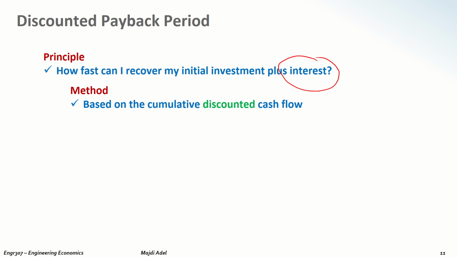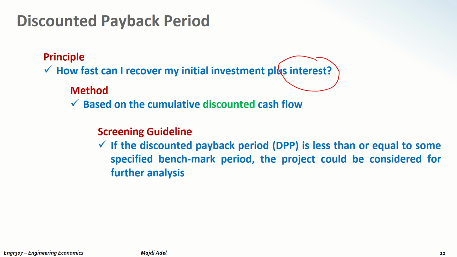How to do it, or the method, is by conducting what we call an accumulative discounted cash flow. Not cumulative cash flow, accumulative discounted cash flow. The screening guideline is the same as for the simple payback period. If the discounted payback period is less than or equal to a certain benchmark, the project is considered for further analysis.